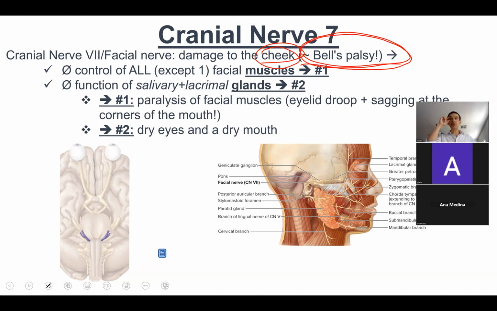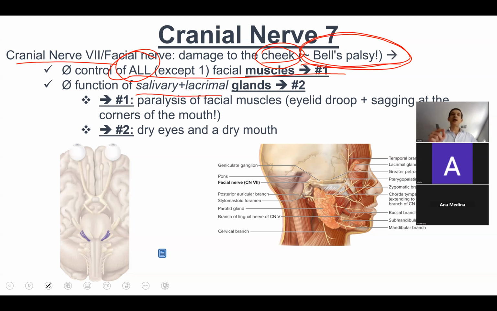Eyelids don't close, obviously, because you need the muscles to close to shut your eyes, right? So cranial nerve 7 controls all facial muscles. There is one exception, but not important at this stage, okay? So what else does it do? It has a few other functions. For your level, you do need to only know that it's also responsible for producing saliva.